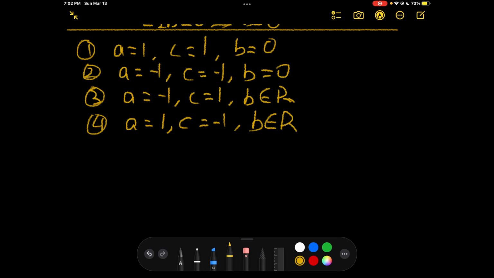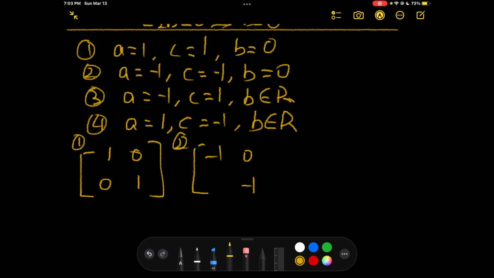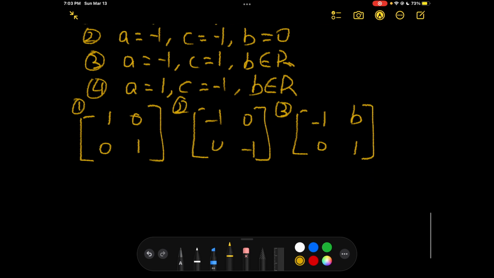So we can write those down in the form of a 2 by 2 matrix, a, b, 0, c, right? So that's a equals 1, c equals 1, b equals 0. That's the first case. Second case, that's -1, -1, and 0, and 0. And the third, which has -1, 1, and 0, can be a real number. That would be just a variable as well. And the last one, which is 1, 0, and -1, and b. So in any case, when we multiply together, that would be an identity matrix of 2 by 2.